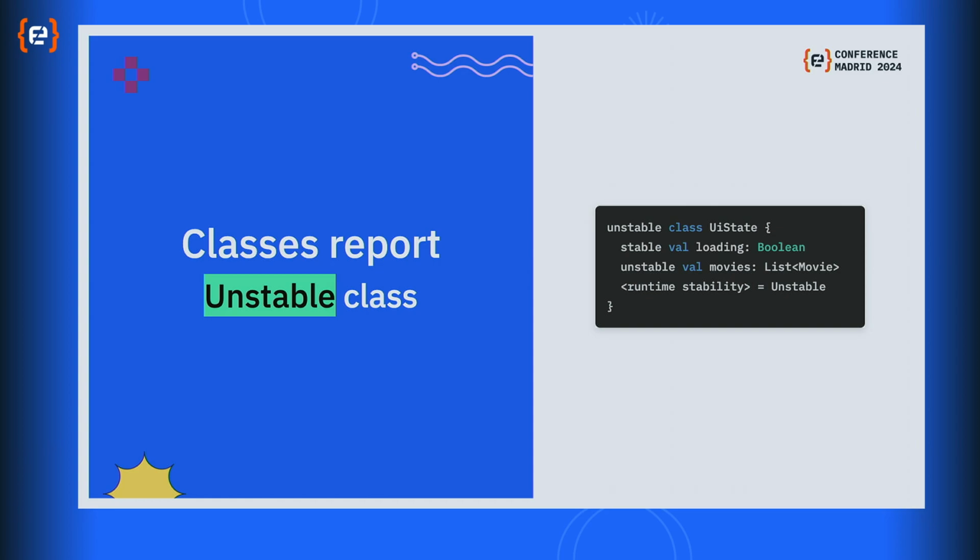This is an example of an unstable class. Unstable, in this case, because even if the loading argument is stable, the second one, which is a list of movies, is not stable because of what we said before. Collections are not stable by default.